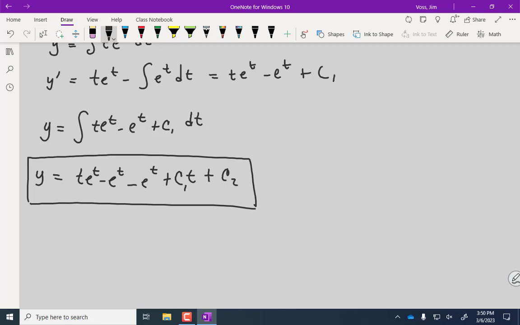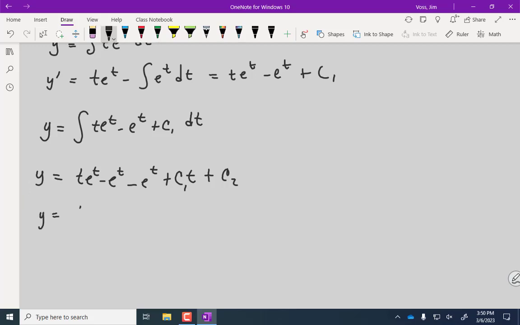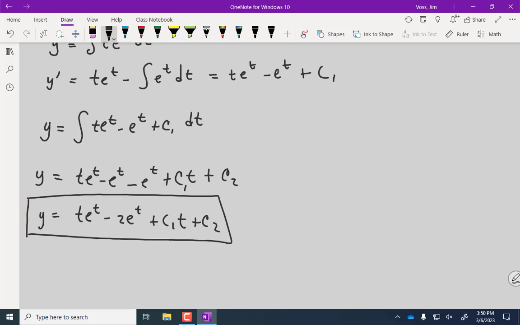And actually, we have one like term here, right? Let's do that. So we have y equals t e to the t minus 2e to the t plus c1t plus c2. So there is our general solution. General always has the constants of integration in there.